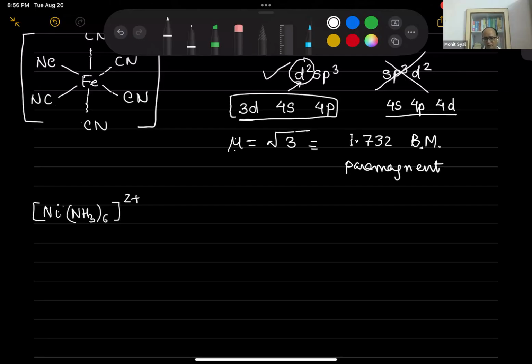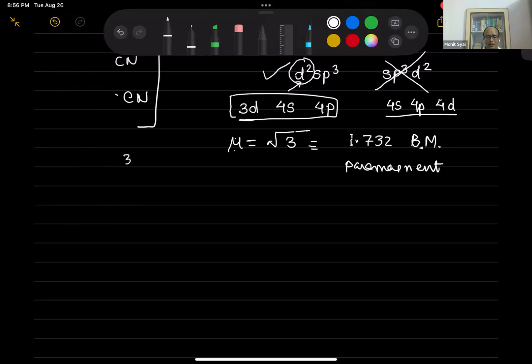From 26 to 30, nickel is the 28th element. If I talk about nickel, it is the 28th element, so argon. Don't write that complete electronic configuration, that is not used here. Just write the short form. You need to show the outermost valence electrons.